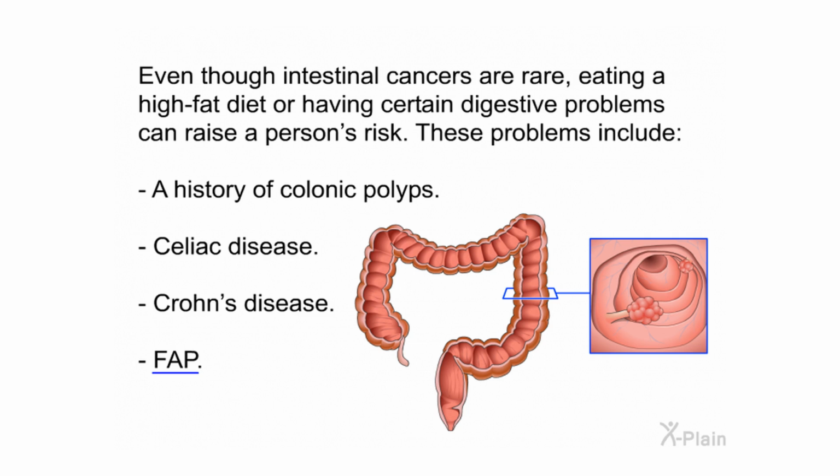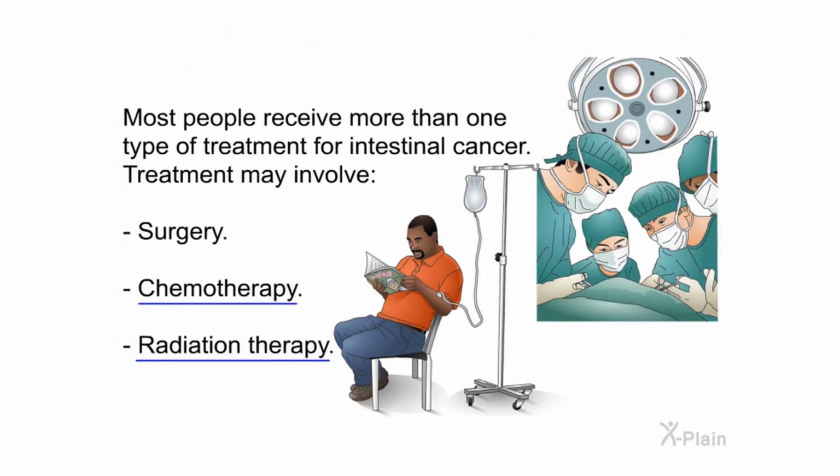Even though intestinal cancers are rare, eating a high-fat diet or having certain digestive problems can raise a person's risk. These problems include a history of colonic polyps, celiac disease, Crohn's disease, FAP. Most people receive more than one type of treatment for intestinal cancer. Treatment may involve surgery, chemotherapy, radiation therapy.